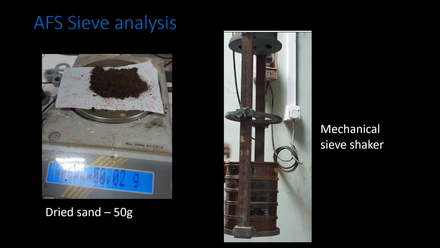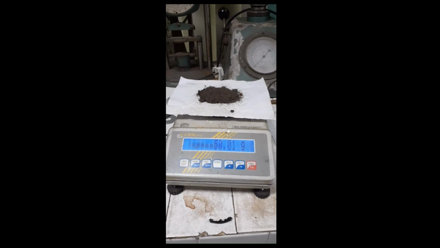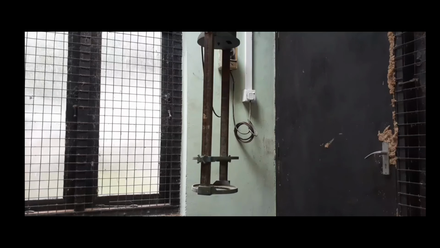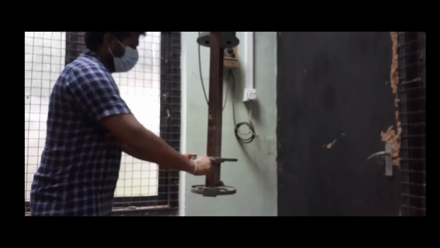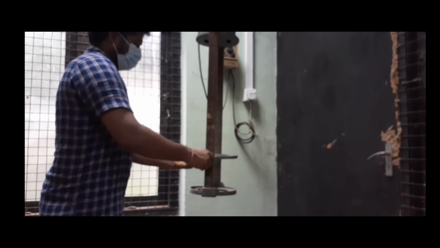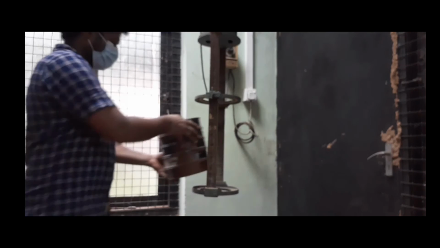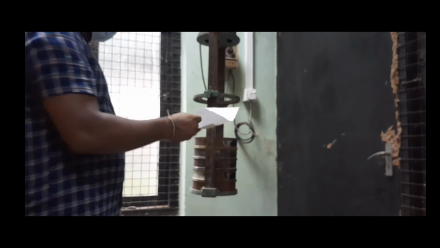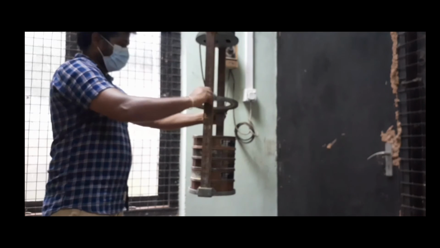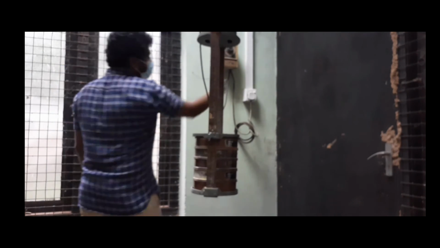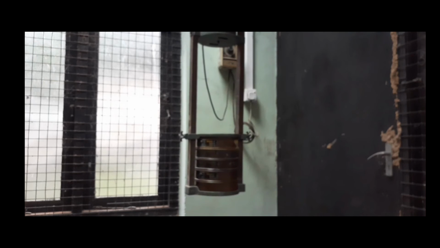Here you can see the measured 50 grams of dried foundry sand and the mechanical sieve shaker. First measure 50 grams of dried foundry sand. This is the mechanical sieve shaker. First we set the sieves and then set them to the sieve shaker. Then place the sand onto the top sieve. Shake for 15 minutes.